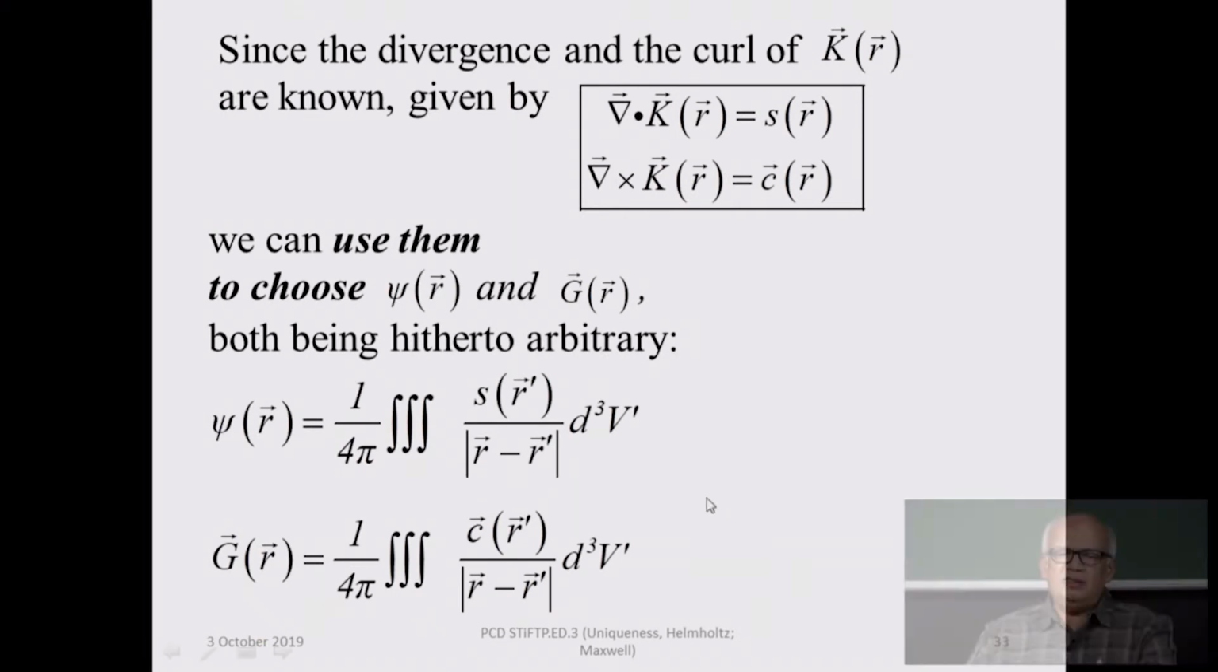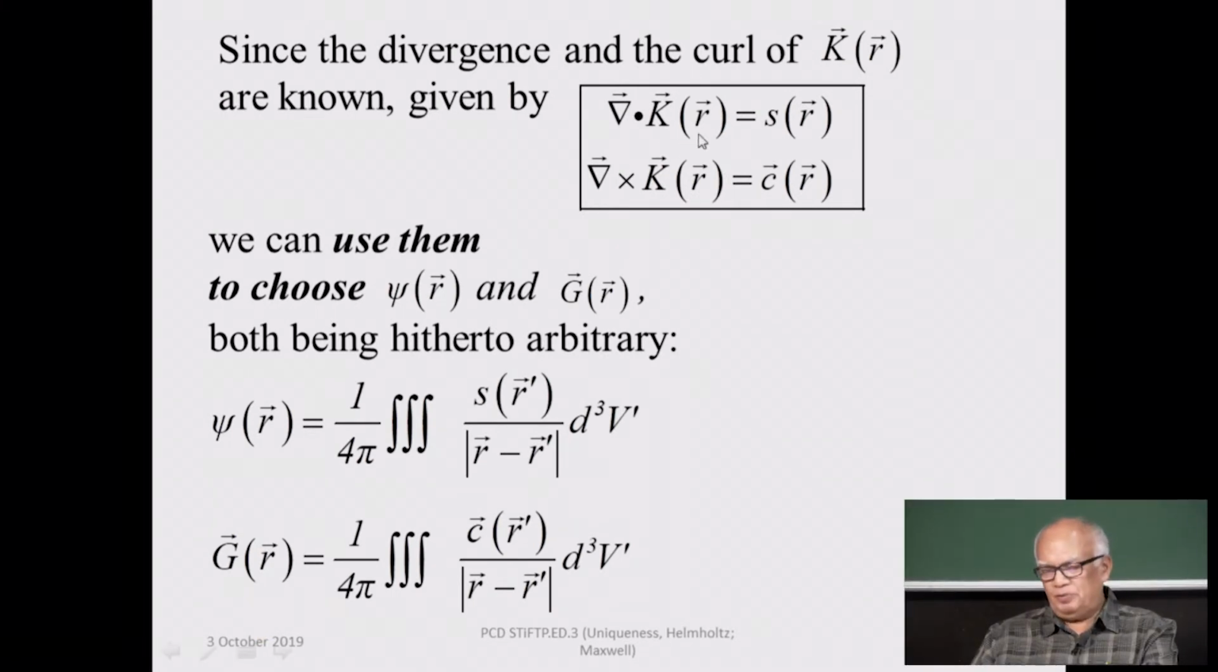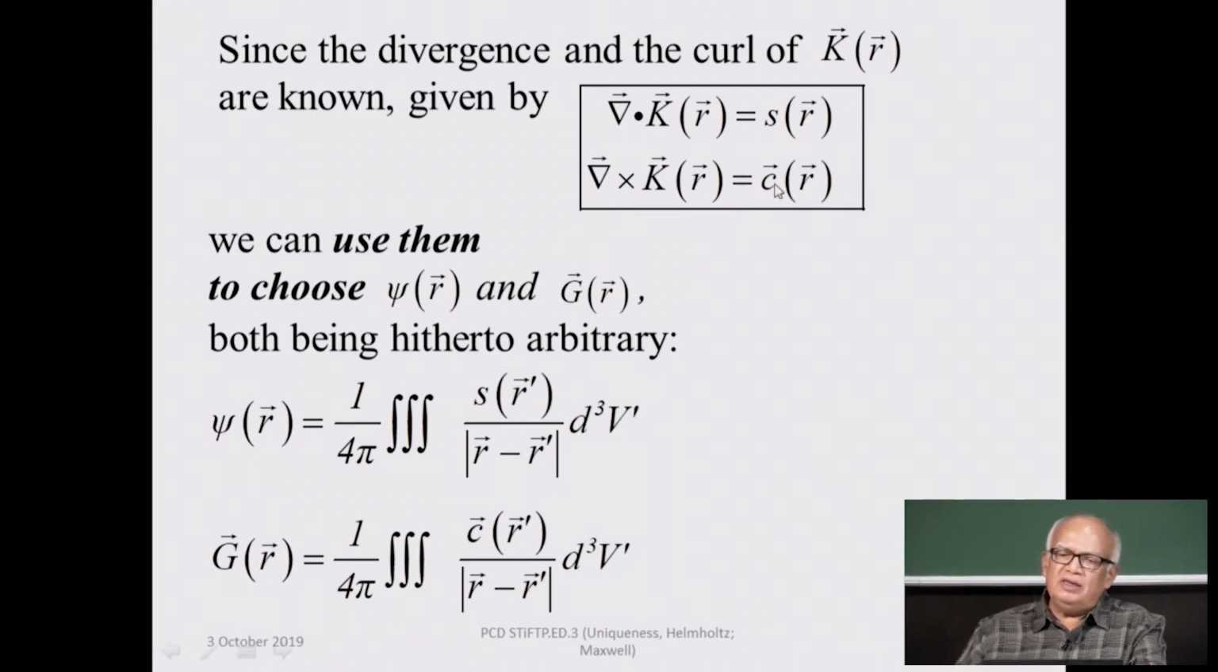So, let us use what we know. What we know is that the divergence of the vector field is known, it is given by the scalar field S. The curl of the vector field is also known, it is given by the vector field C. And using this, we can now define a scalar function psi, and a vector function G, which I mentioned in the previous slide.